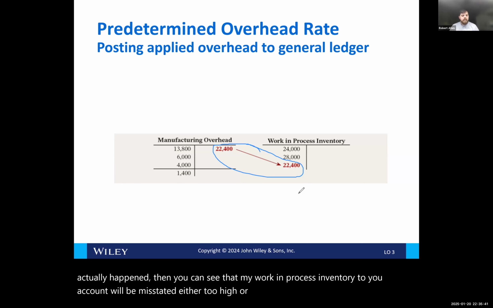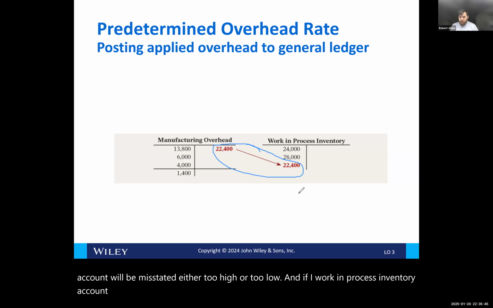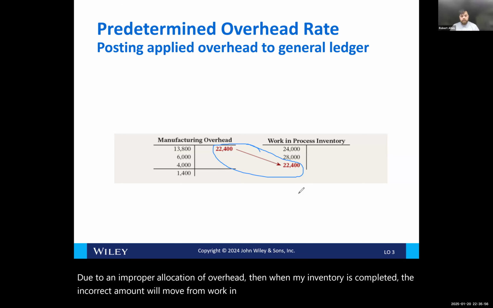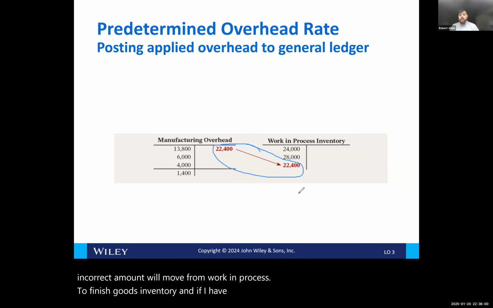And if my work in process inventory account is misstated, right, it has the incorrect amount due to an improper allocation of overhead, then when my inventory is completed, the incorrect amount will move from work in process to finished goods inventory. And if I have the wrong amount there, then when I sell it, the wrong amount will move through to cost of goods sold.